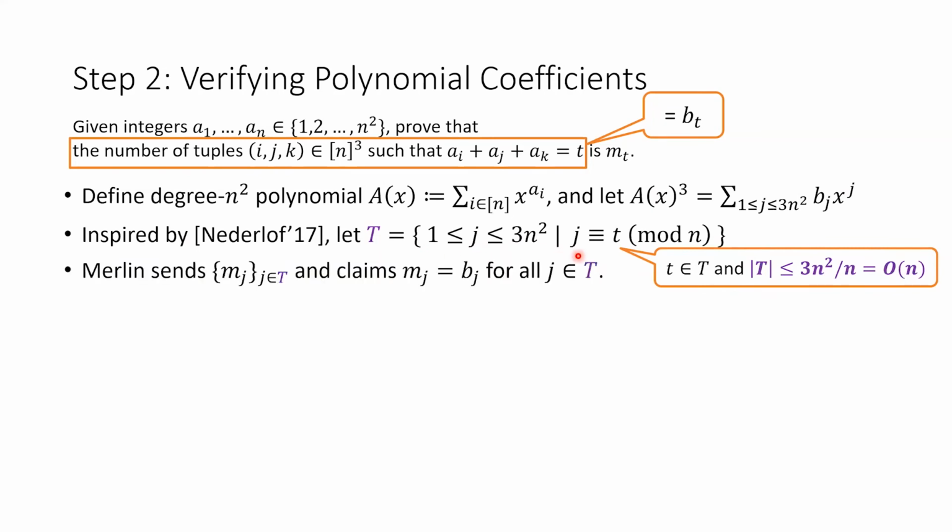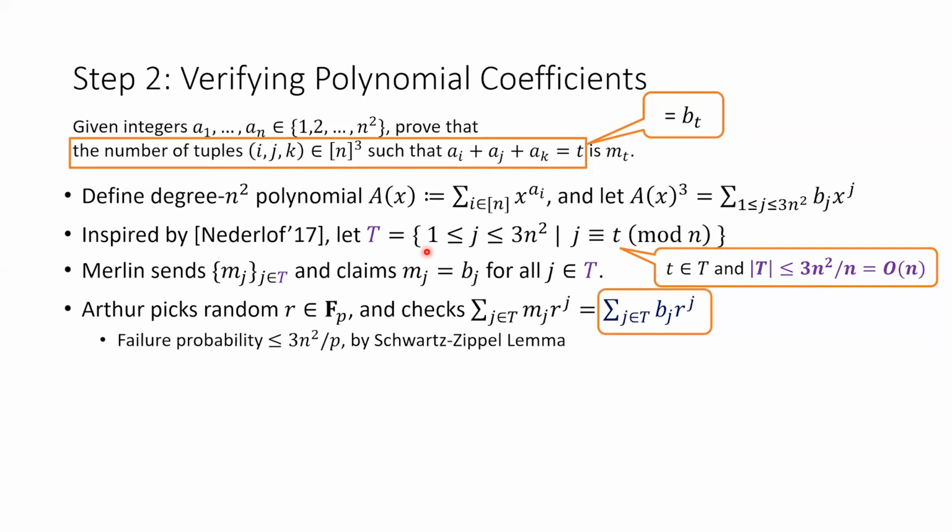And now Merlin not only sends his solution count m sub t, but also the m sub j for all the elements j in capital T. And Merlin claims that they are equal to the correct j-th coefficient in a of x cubed, namely that he claims m sub j equals b sub j for all j in capital T. And Arthur wants to check whether his claim is correct.